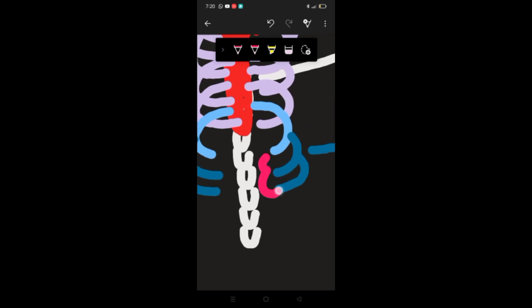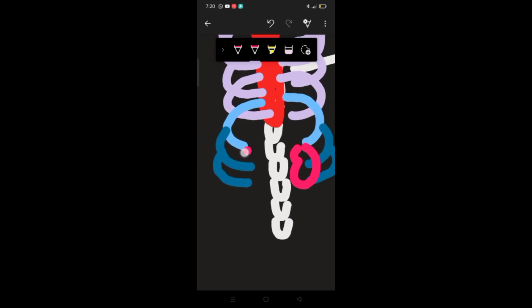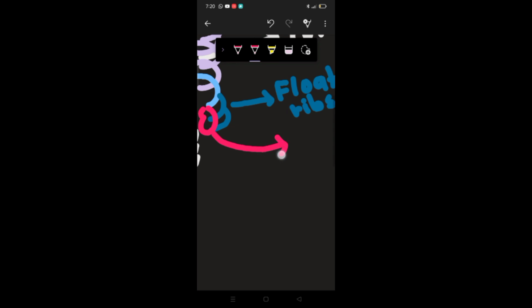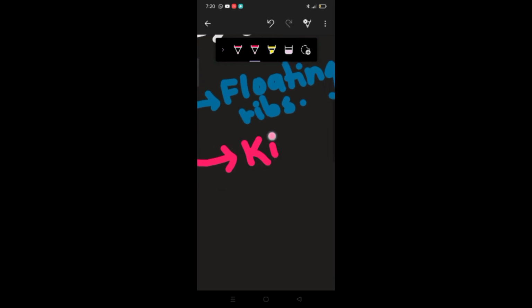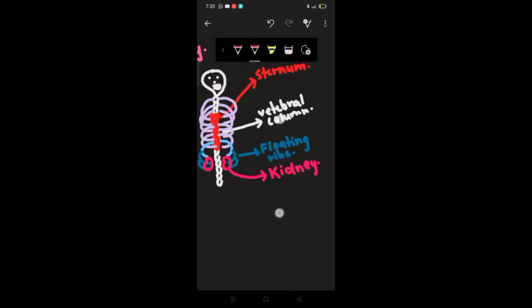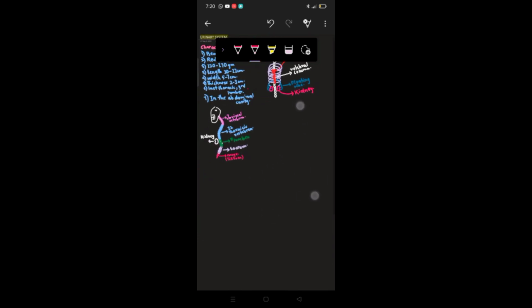We have kidneys, which are covered with these floating ribs. Alright, so here I should write this as well. Kidney. So here these were the characteristics and the location of the kidney.